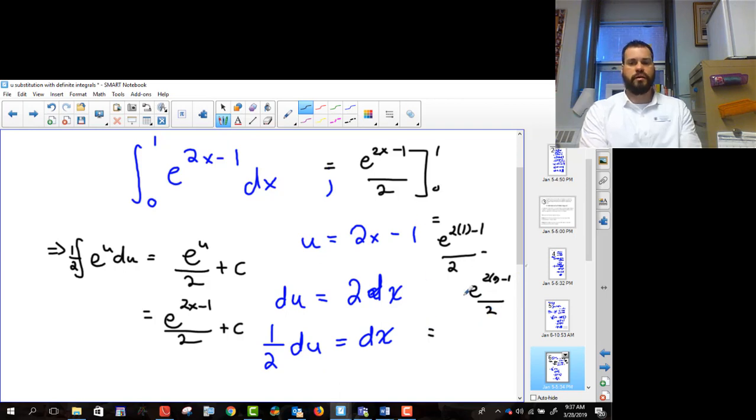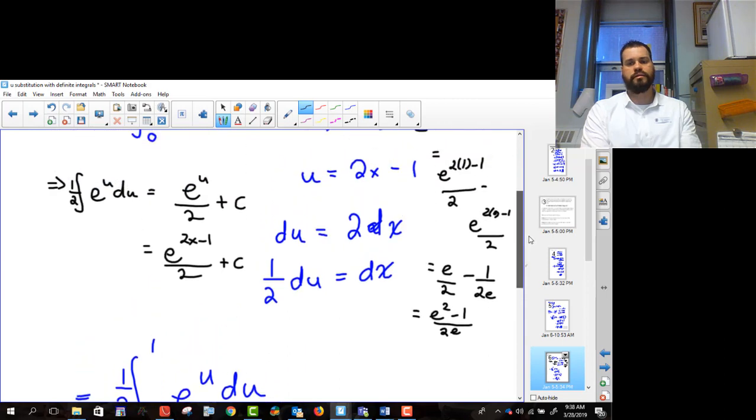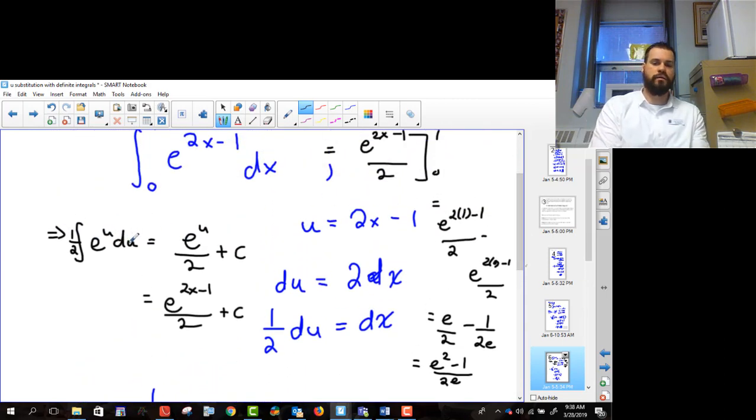And I apologize that it's kind of cramped. But then you would get e to the 1 over 2. And here you get e to the minus 1 over 2, which would give you e squared minus 1 over 2e. Okay? And that's our answer. So that is the way to do it. That's method 1. It's saying assume that the limits aren't there, and then once you've got your result, then say, okay, I know the integral of this is now this, and I plug in 0 and 1.